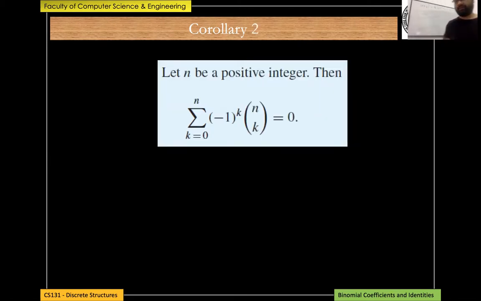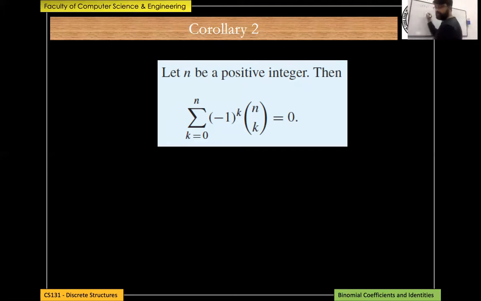So, another corollary. This one says that the summation over k from 0 to n of (-1)^k times the combination n choose k is equal to 0. How do you prove it? My idea here would be to take 0, expand it as a binomial expansion, and then see if the terms are equal.